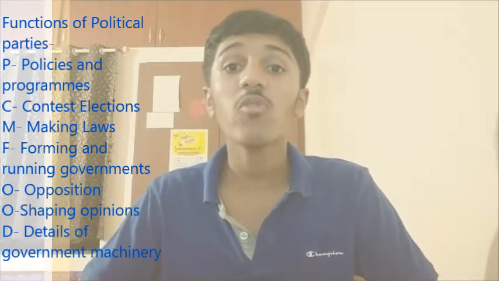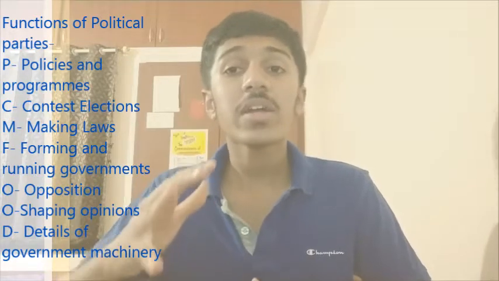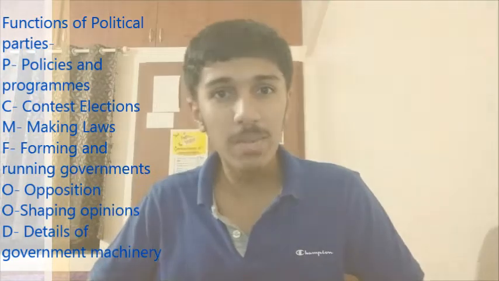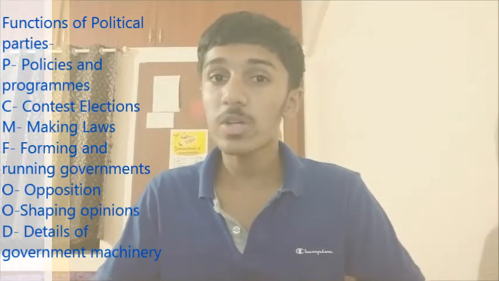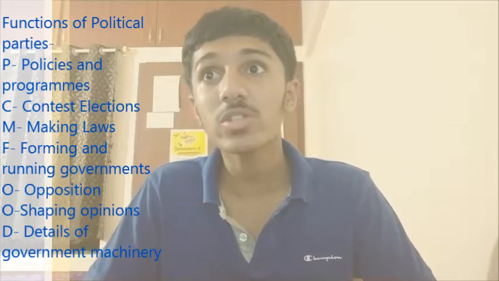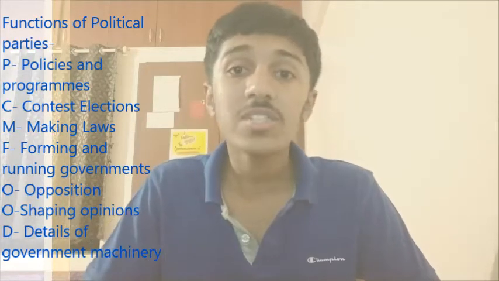So now starting off with P, which means that the political parties put up many policies and programs to attract vote banks, right? To get more votes, they put up many policies. C stands for contesting elections. They do so because they wish to contest elections. M stands for making laws.